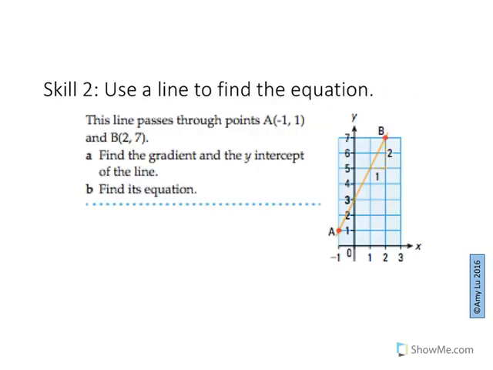Okay, in this case, we want to use a line to find the equation. So we can just look at any graph and know automatically, oh, that's the y-intercept, oh, that's the gradient. So here we go. This line passes through points A at -1, 1, and B at 2, 7. Find the gradient and the y-intercept of the line, and then find its equation. So knowing what you know at this time, pause and try to do this little task.